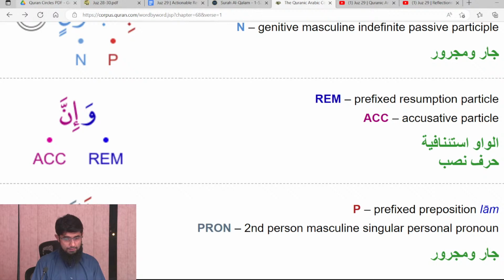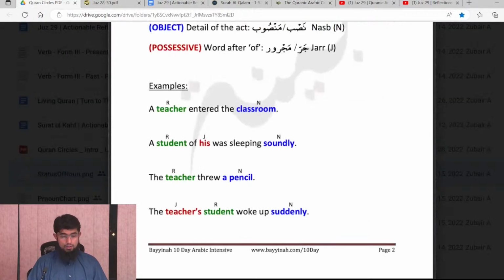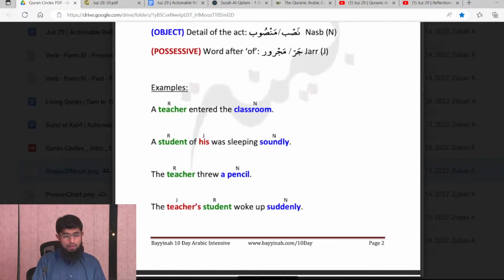Okay, so let's go back here. In this scenario, you have teacher and you have classroom. You have a student and you have soundly. You have teacher and you have pencil. You have teacher's student. So this is determining the role. So for example, a teacher entered the classroom. So the teacher is what? He is doing the action, or she is doing the action. What is the action happening in? It is on the classroom. So because of this role, the classroom will become a mansub, and the teacher will be marfu.